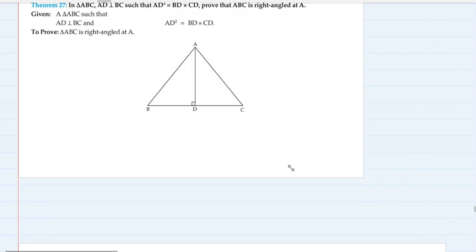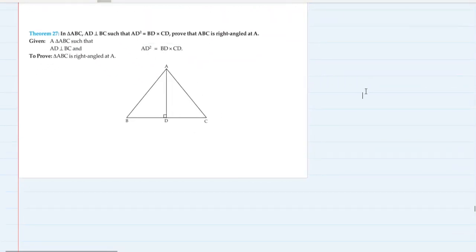In triangle ABC, AD is perpendicular to BC such that AD square is equal to BD into CD. It is given to you. There is no other right angle except AD perpendicular to BC. Prove that ABC is right angled at A. You have to prove that ABC is right angled at A. And what they have given you is AD square is equal to BD into CD.